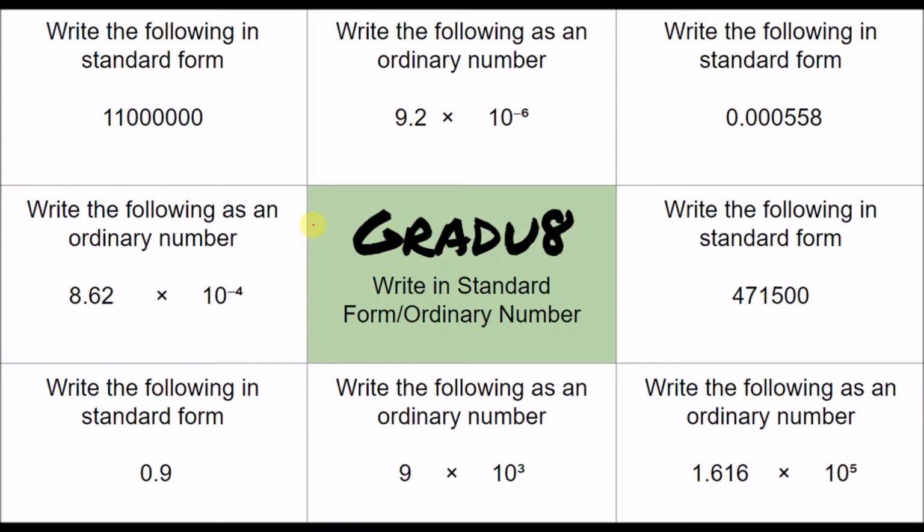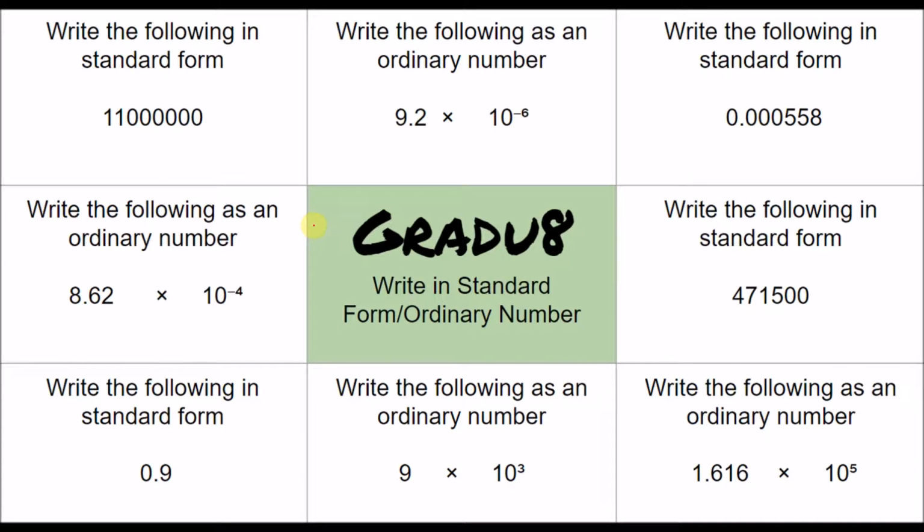Today we're going to have a look at writing in standard form and in ordinary numbers. Like all activities in this Gradu8 series, what I want you to do is have a look at the 8 questions around the grid, have a go at all of them, pause the video when you're doing that, and then unpause the video and we'll go through some answers. So pause the video now and have a go at the following.